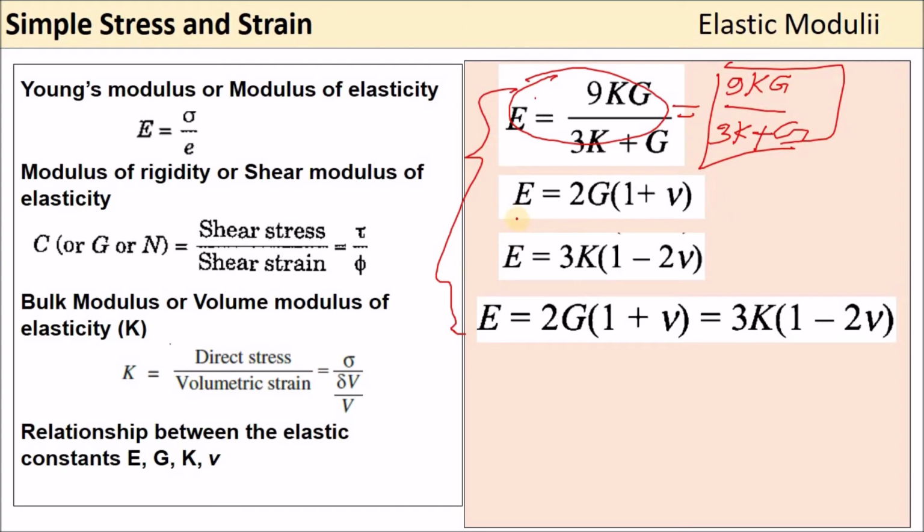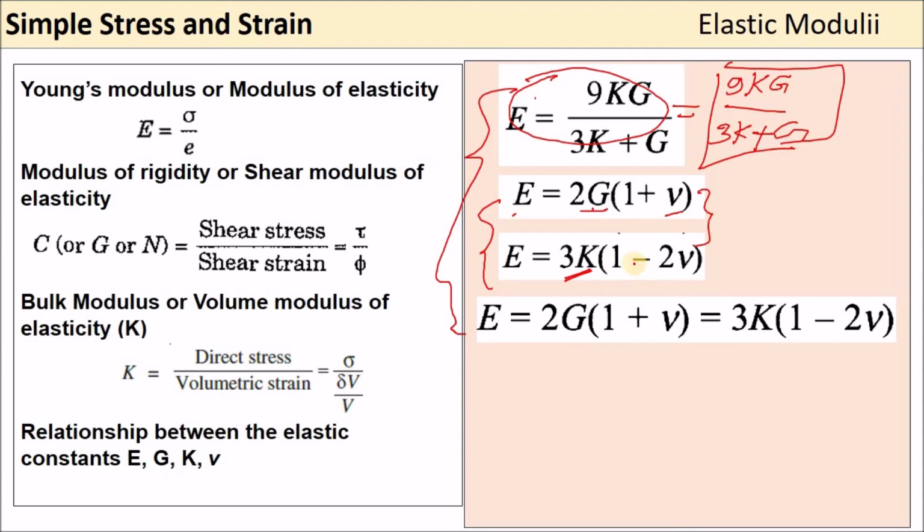Then the relationship between E and G, where mu is Poisson's ratio: E equals 3K(1 minus 2 mu). Here is how you can remember these two, because most students become confused between them. Look here: 2G(1 plus mu). Here we are using 3K, so this is only to remember.